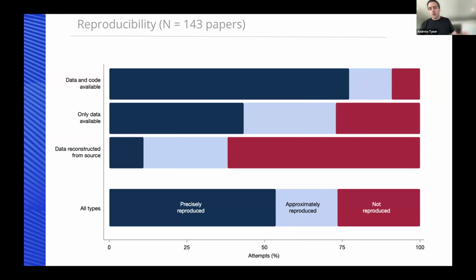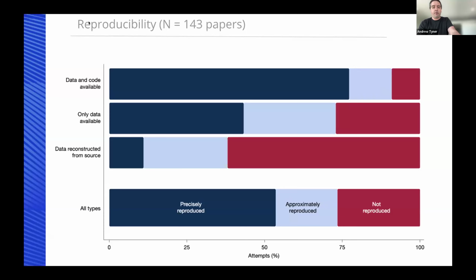And there's a clear pattern across these categories. When authors made these materials available, we have very, very high rates of reproduction. Over 3/4 were precisely reproduced, and about 90% were reproduced either precisely or approximately.